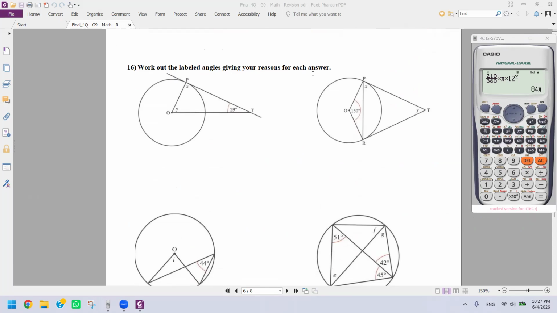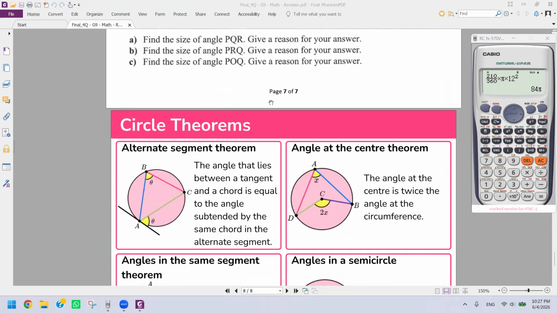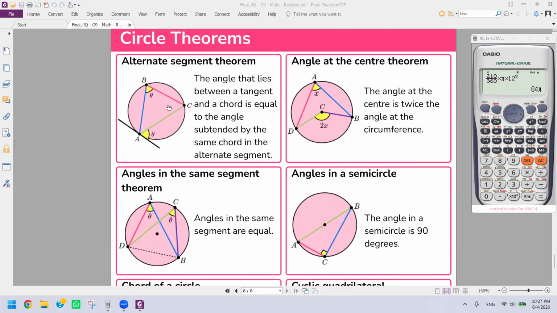Now, before I go through this question, I added one page for the worksheet. Let me go through that one page. Actually, it's a reminder for the theorems for you to memorize because we need to give reason for each answer.